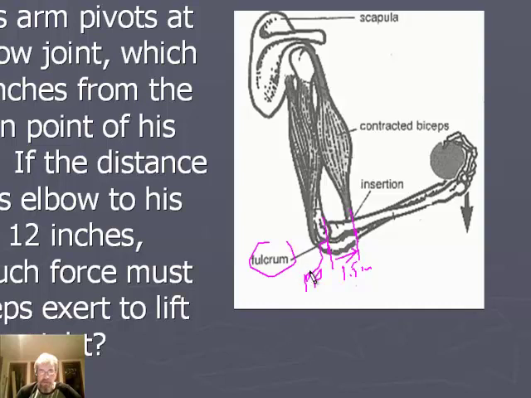If the distance from his elbow to his hand, so now this is the distance from here to there, is 12 inches, it says. How much force must his biceps exert to lift a 25-pound weight? So here's a 25-pound weight that's pulling down, and our question is, what's the force that the biceps have to exert to make this happen?